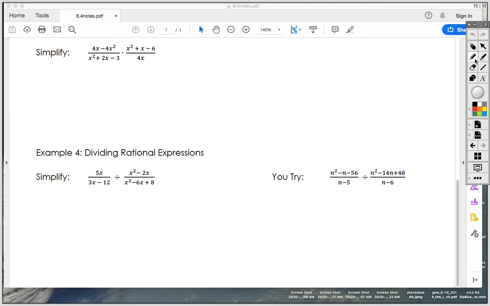Let me say that again. You must. So step number 2 has to be to keep, change, flip before you cross cancel.